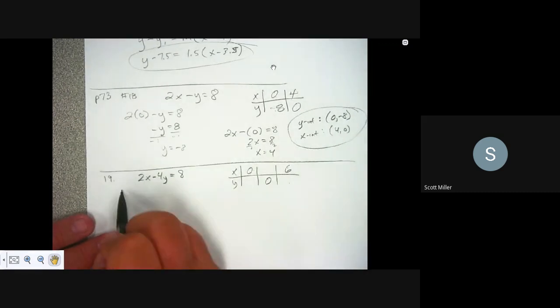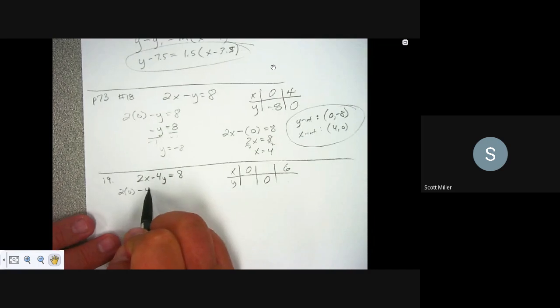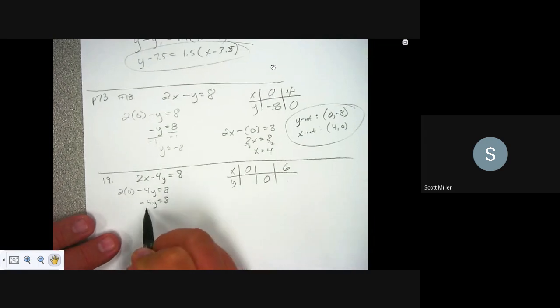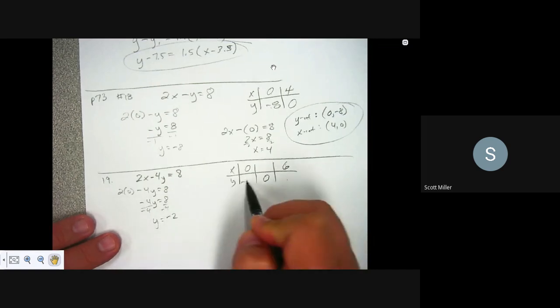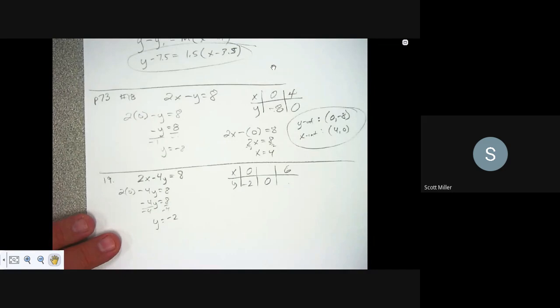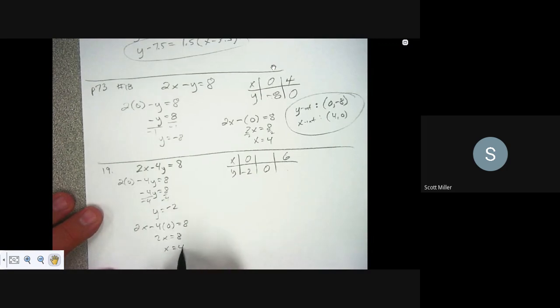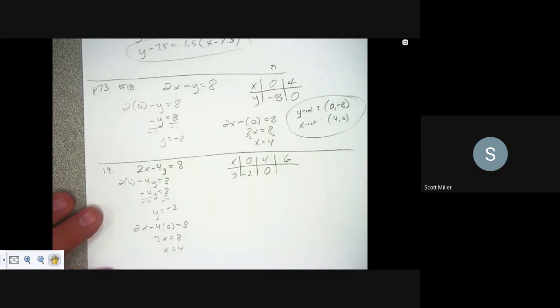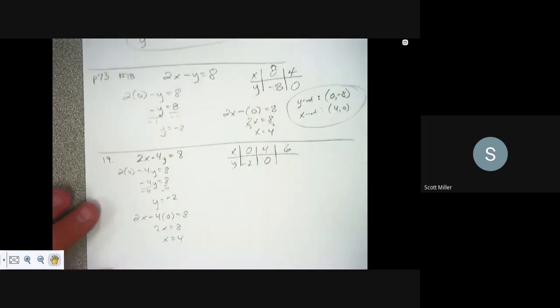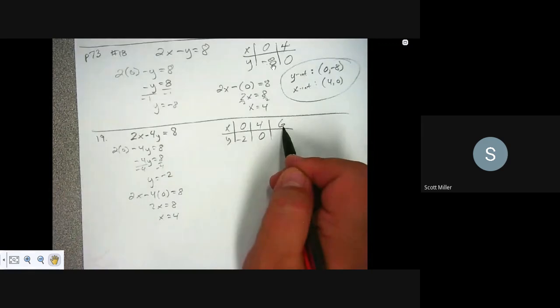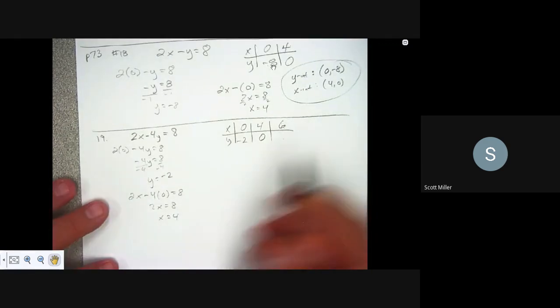If I plug in 0 for x, then I'll get negative 4y equals 8. Divide both sides by negative 4, and I get y equals negative 2. Make the y 0. And again, I get 2x equals 8, so x equals 4. Now, I just pick this number at random. Don't know what's going to happen, so probably we'll get a fraction.